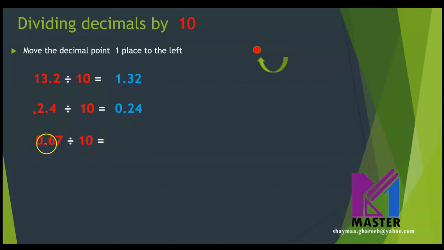0.67 divided by 10, we're going to move the decimal point 1 place to the left. So it will be 0.067 or 67 thousandths. 0.9 divided by 10, I will move the decimal point 1 place to the left. So it will be here. Then the number will be 0.09 or 9 hundredths. As you can see, it was 9 in the tenths, became 9 hundredths, which is 1 place smaller.